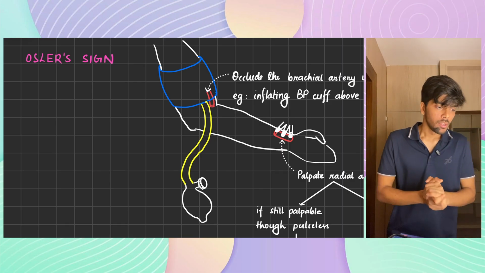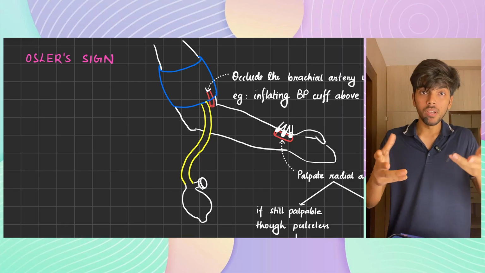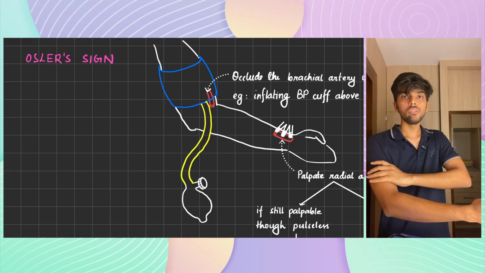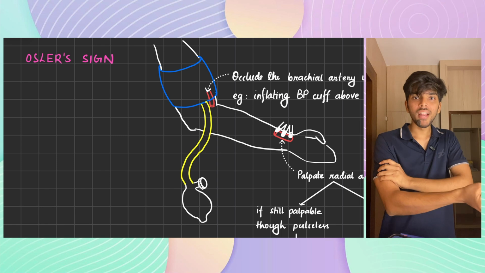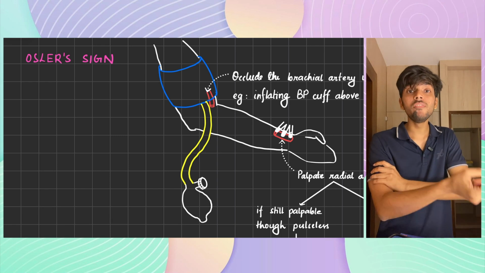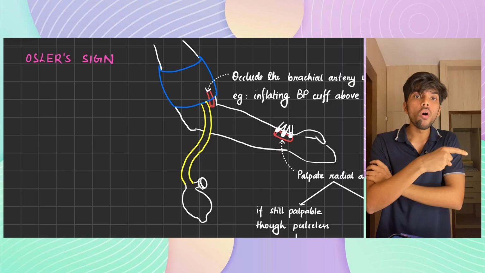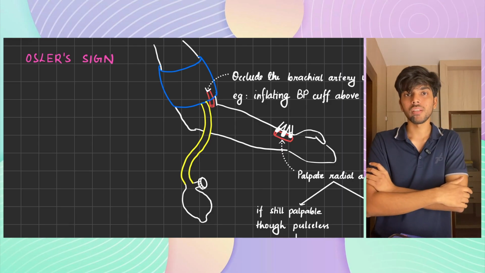Okay. The better method is to use a BP cuff. You wrap the BP cuff around the upper arm and inflate it. Till when do you inflate the BP cuff? You inflate the BP cuff till it is above the level of systolic blood pressure.